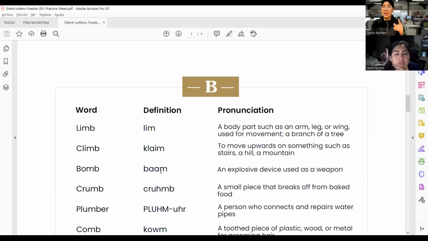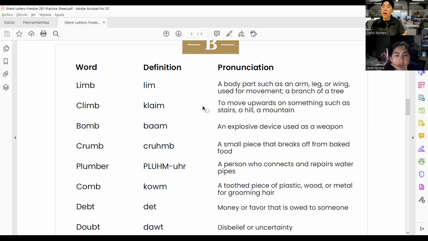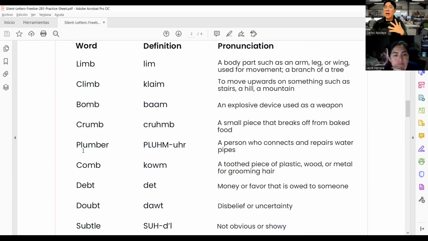Let's continue with the B, when the B is silent. There are more words and they are more common. For example, we never say lim. Climb. Yeah. Bum. We never say bomb. We say bomb without the B. And this is one of the most common words.